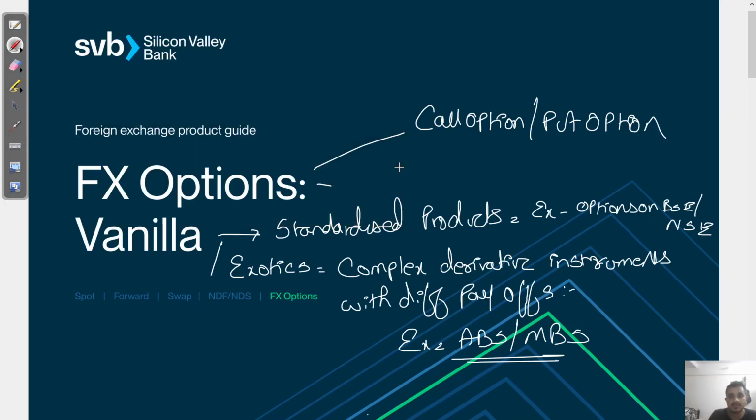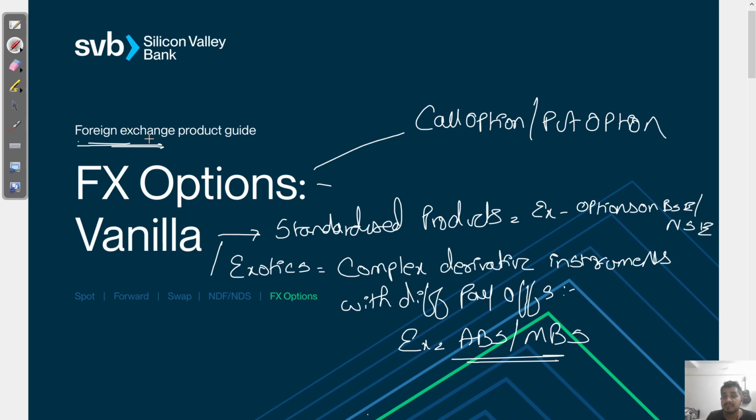Continuing with our series of lectures on FX instruments. Today we'll be looking at something known as an FX option, vanilla. So we have already touched upon what is an FX instrument in OTC markets. That is, it is a foreign exchange of different currencies.